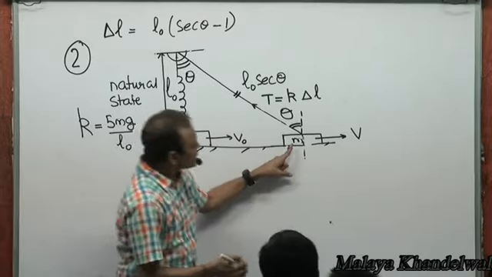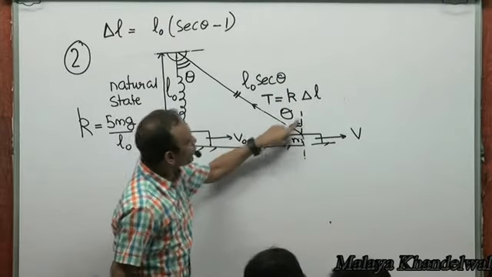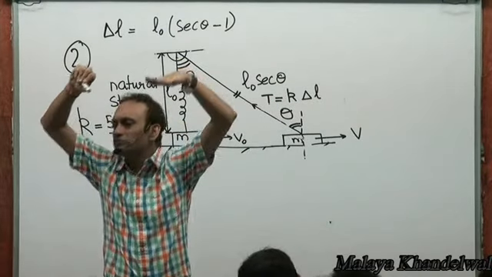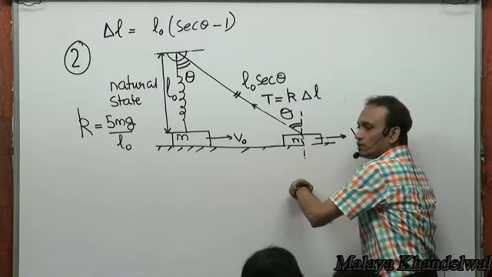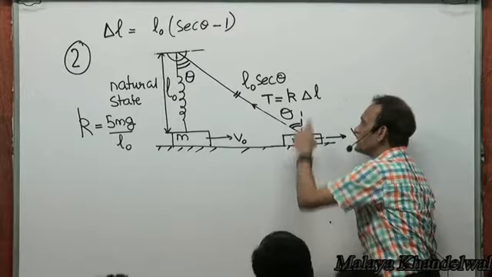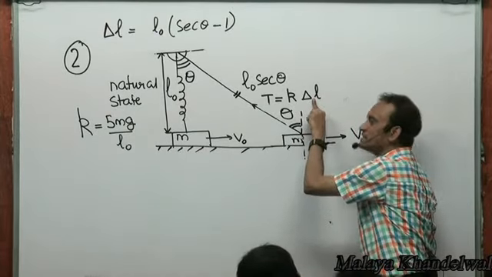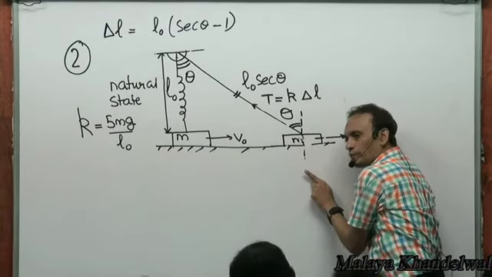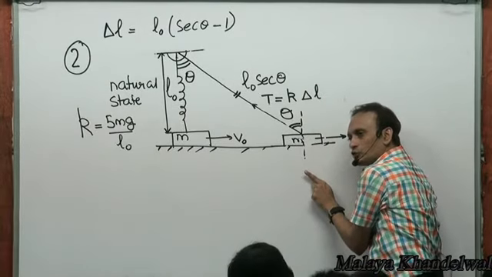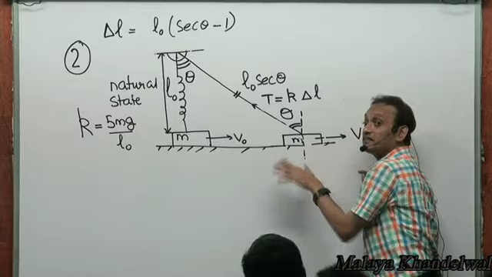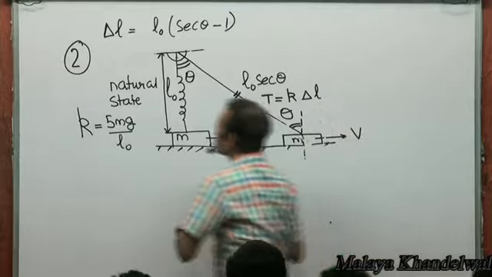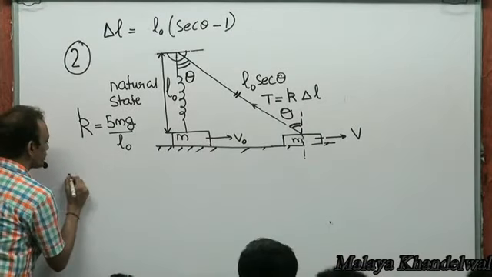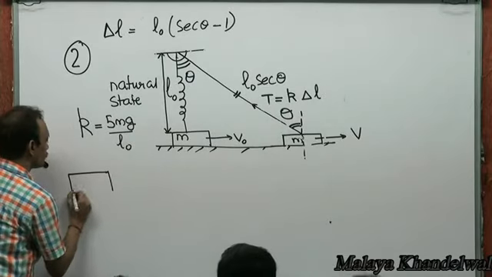At an instant when it just breaks off the ground, T cos theta must just about become equal to mg. Yes or no? At this instant, mg is acting downwards and T cos theta is acting upwards. If T cos theta just about becomes equal to mg, then at this instant it's on the verge of breaking off the ground.